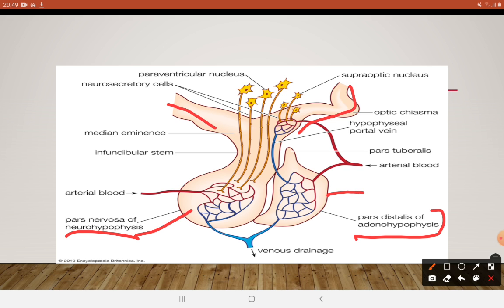So now it is important to note here that you can see there are different types of nuclei, many such nuclei coming from the hypothalamus into the pars nervosa, right? There are many different neurons coming from the hypothalamus whose ends are at the pars nervosa, while the pars distalis has some supraoptic nucleus coming from the hypothalamus, but they are actually not coming down till here, right?